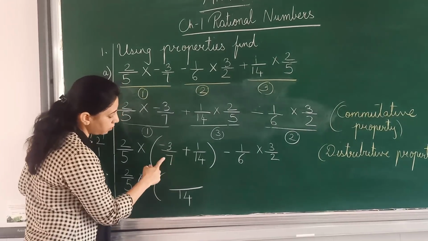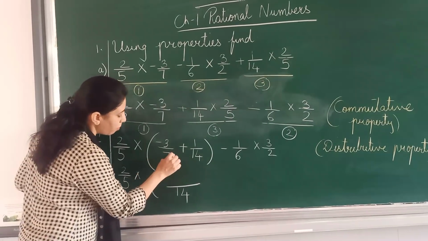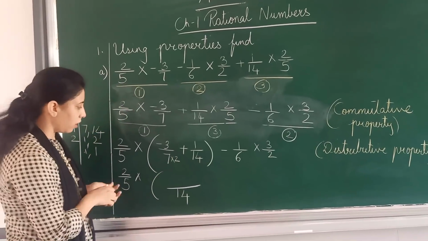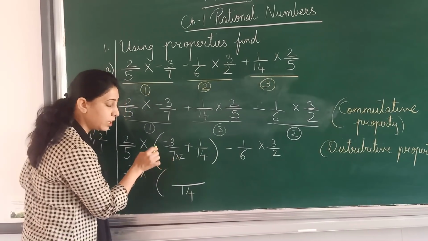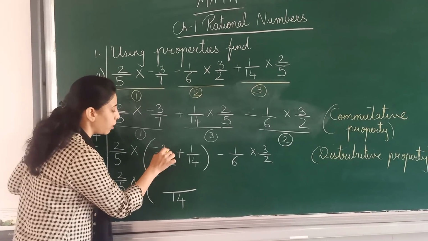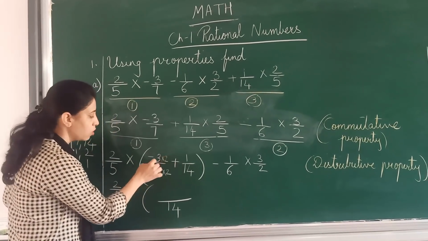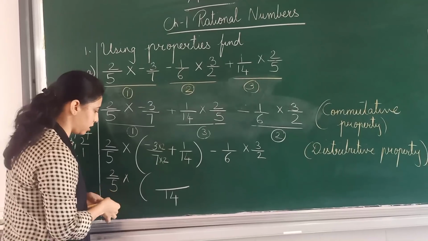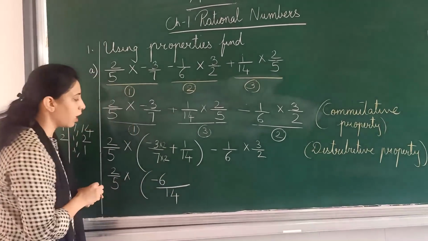Now when 14 comes in the 7 table, multiply by 2. If you multiply by 2 in the denominator, you have to multiply by 2 in the numerator also. So 3 twos are 6. So minus 6 is your answer here.